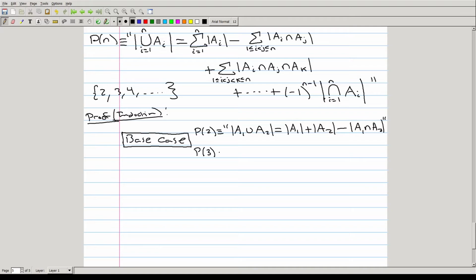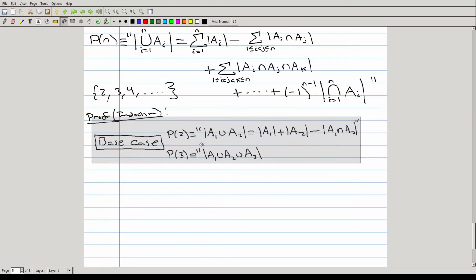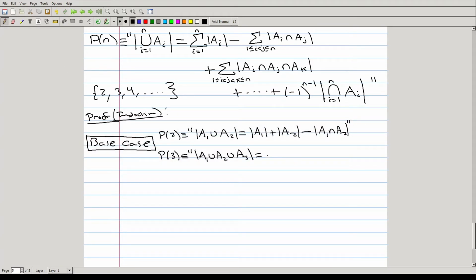I didn't go through and prove proposition P of 3, and really we only need proposition 2 to do induction, but remember that the formula that I just described up here, and I also wrote this down in the previous lecture, this is going to mean that the cardinality of a union of 3 sets is going to be the sum of the cardinality of A1, the cardinality of A2, and the cardinality of A3, minus the cardinality of A1 and A2, of A1 and A3, and of A2 and A3. And then lastly we have to add back in the cardinality of the intersection of all 3 sets.